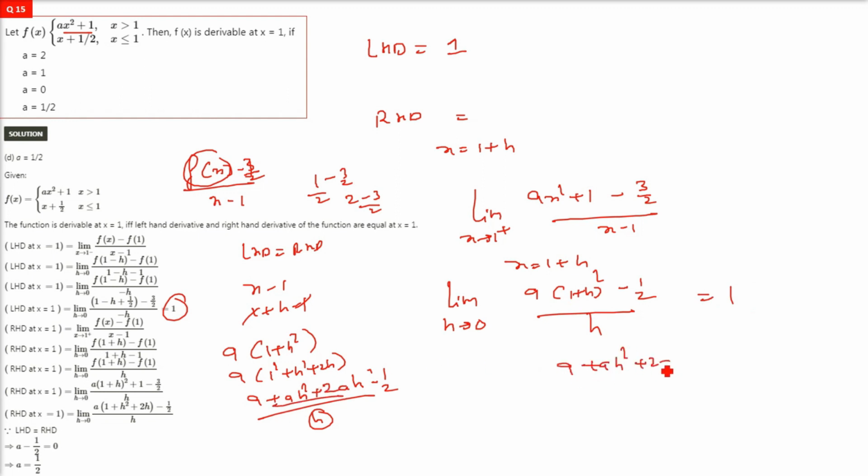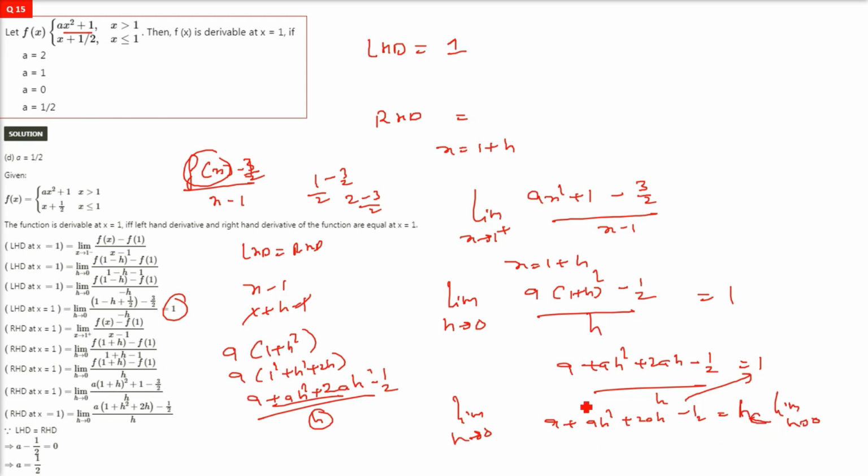Now open this: a plus ah square plus 2ah minus half divided by h is equal to 1, limit h tends to 0. I am taking h to the right hand side because now the LHD has to be equal to RHD. So a plus ah square plus 2ah minus half is equal to h. Now we already have limit h tends to 0 on both sides, so you can just apply the limit here. You have a plus 0, then 2ah is 0, minus half, and this h is 0. After applying the limit, a minus half is equal to 0, so a is equal to half. So a will be 1 by 2, then this will be derivable at x equal to 1.